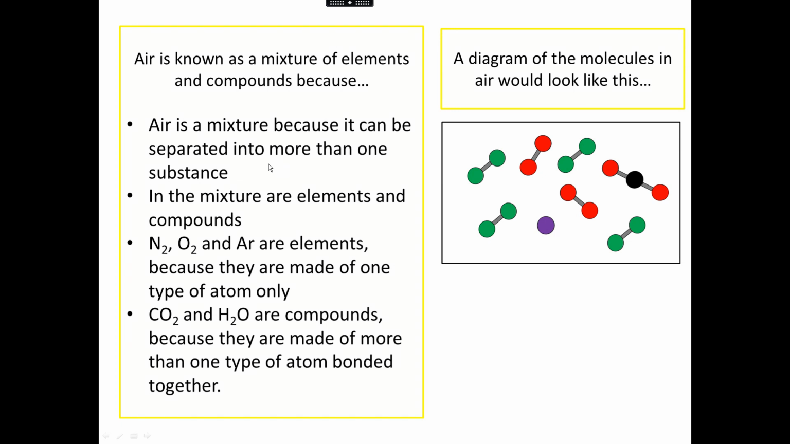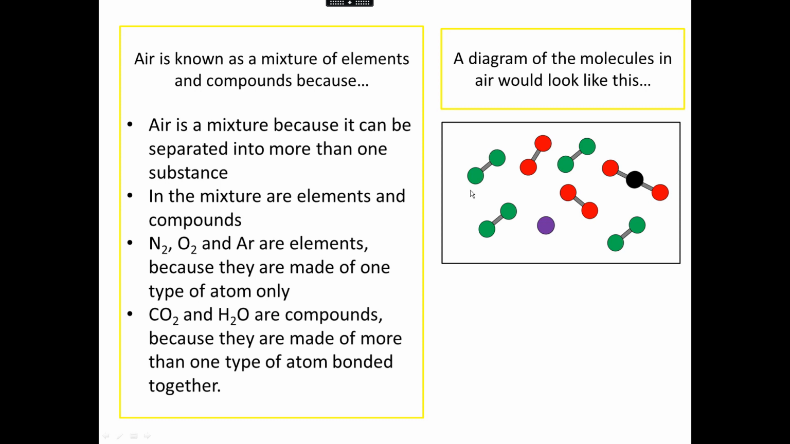Okay, why is air a mixture of elements or compounds? It's a mixture because it can be separated into more than one substance. In the mixture are elements and compounds. Elements include nitrogen, oxygen, and argon because they are made of one type of atom only. Carbon dioxide and water are compounds because they are made of more than one type of atom bonded together.